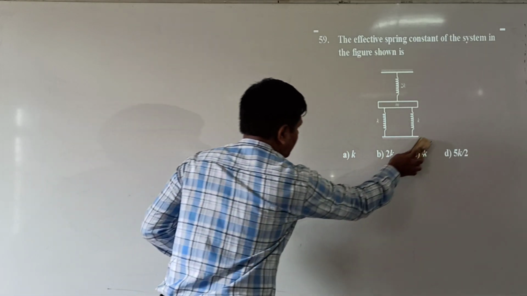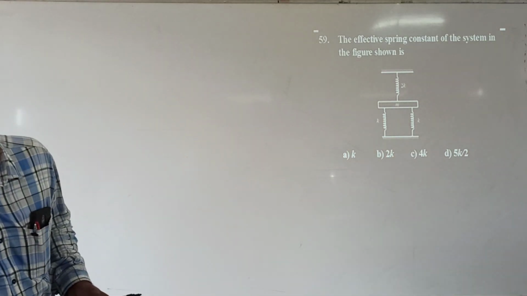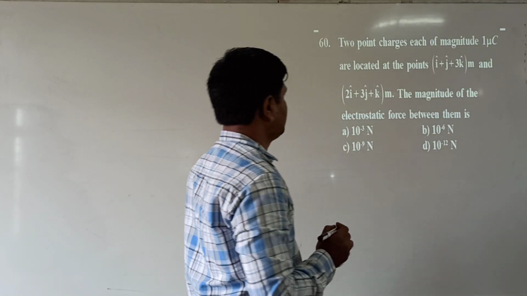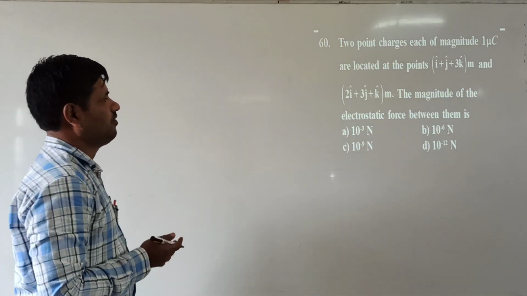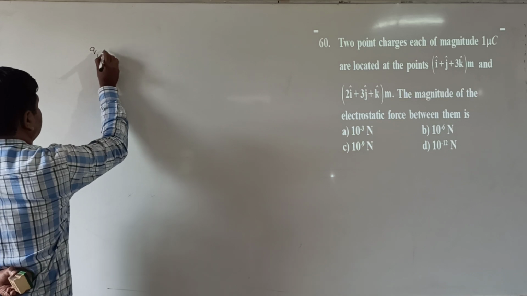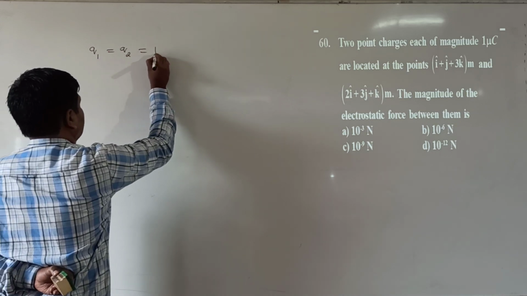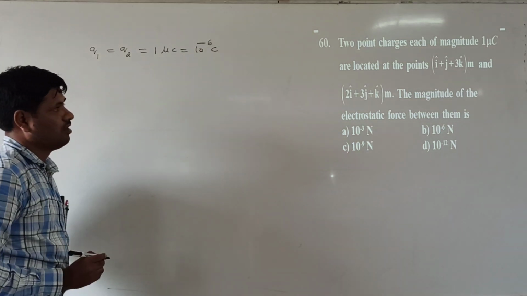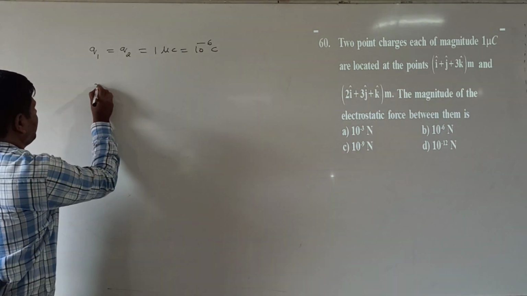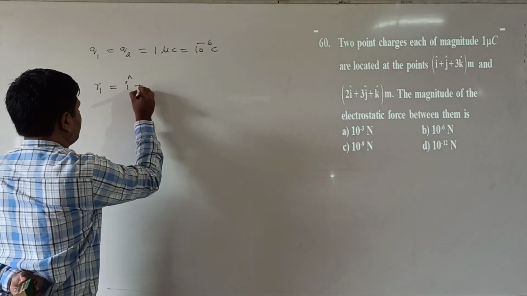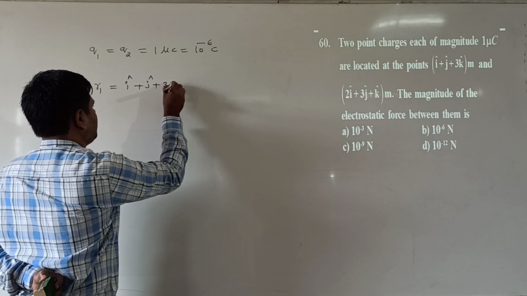Next, last question number 60. Two point charges of magnitude 1 microcoulomb are located at the given points, meaning two position vectors are given. Q1 and Q2 are each 1 microcoulomb, which means 10 power of minus 6 coulomb. The first one is located at r1, where r1 is equal to i cap plus j cap plus 3k cap.